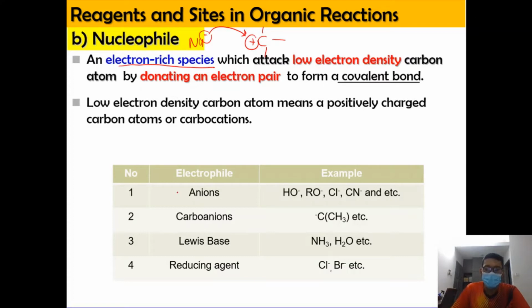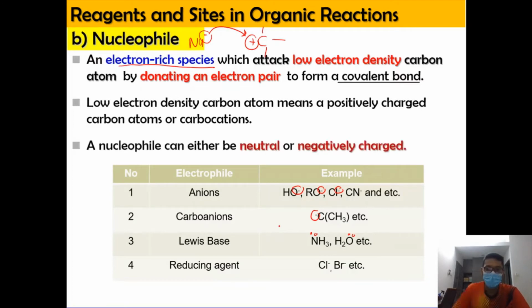An example of the nucleophile are anions, carbanions, Lewis base, or the reducing agent. It means that it is a species which has a negative charge or a species which has a lone pair. So a nucleophile can either be neutral, as for example the Lewis base, or negatively charged.